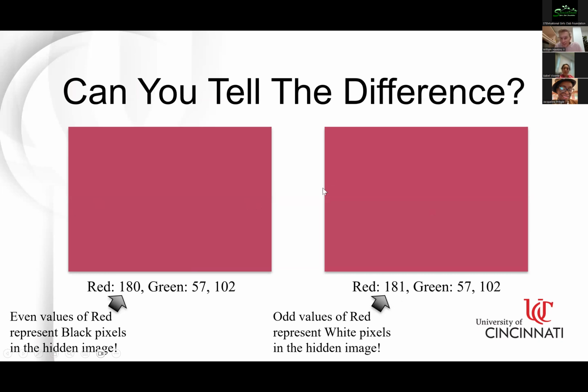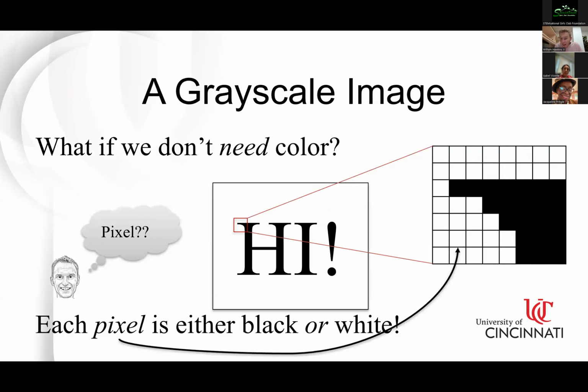So what you can see is switching from 180 red to 181 red doesn't cause anything different that we can see, right? Like that's imperceptible to our eye. But yet, the fact that the amount of red is an even number or an odd number gives me enough information to hide whether or not this other image has a black part underneath it or a white part underneath it.